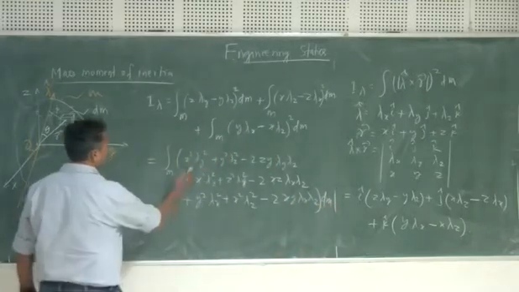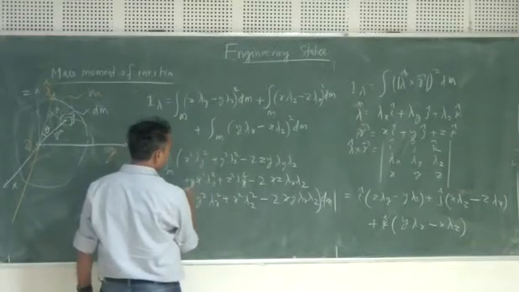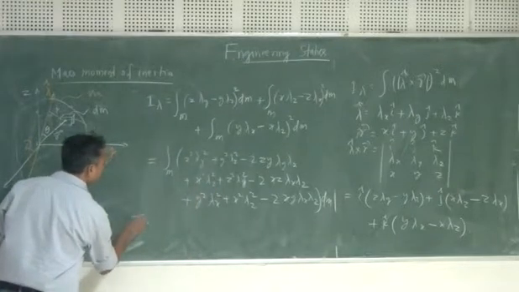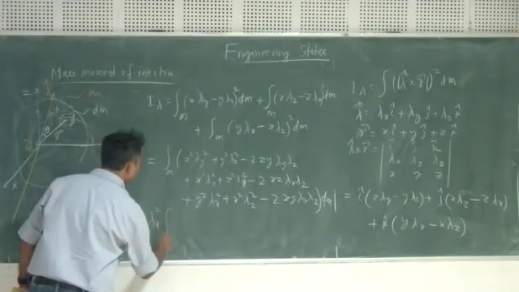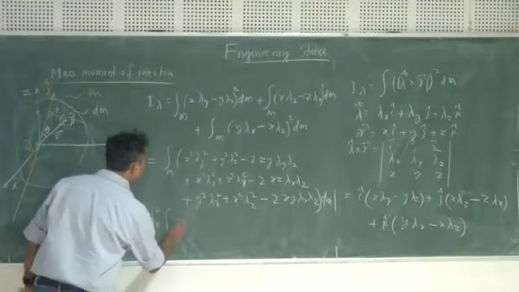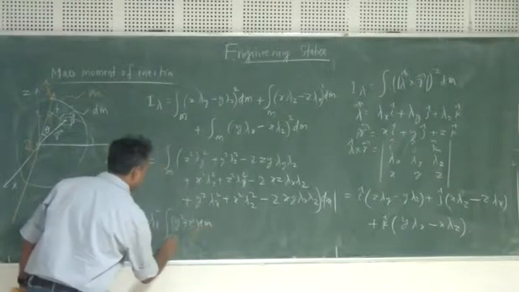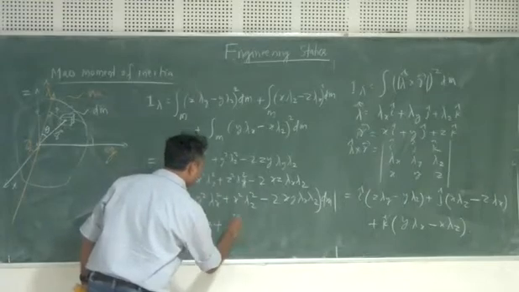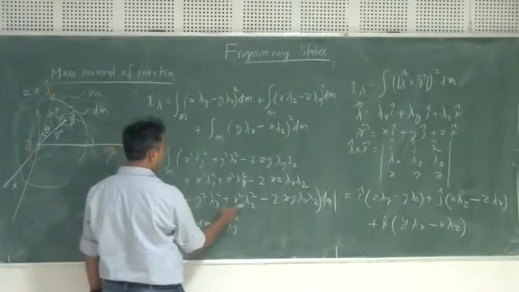Now let's take out these constant terms lambda x, lambda y, lambda z. First of all, let us collect the terms of lambda x square. So what you will be getting here is y square plus z square again. And collect lambda y square. So you will be getting this one.